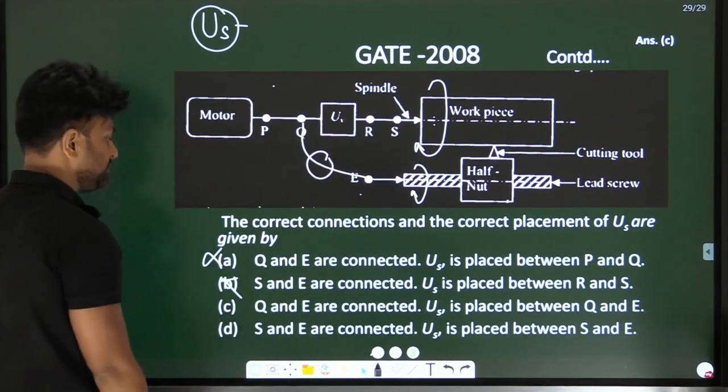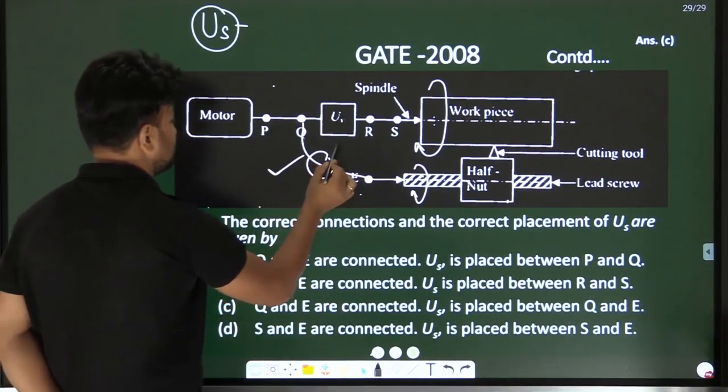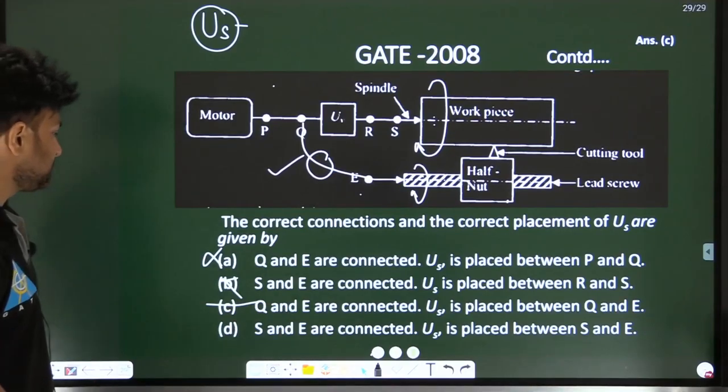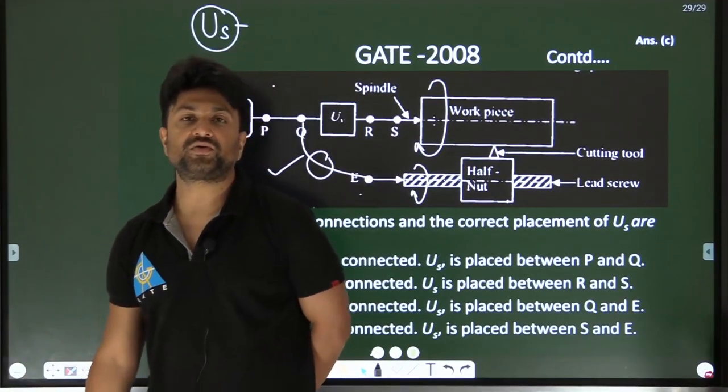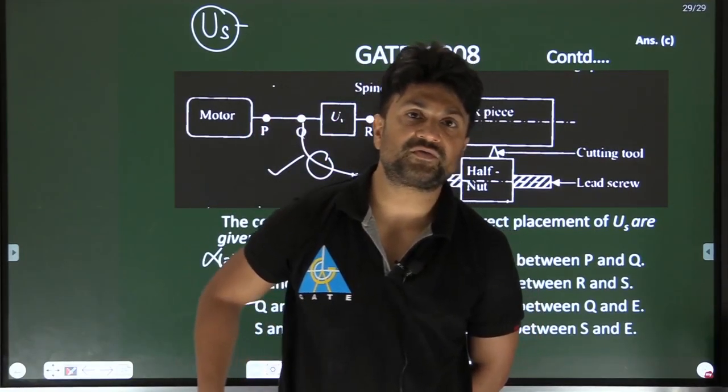Yes, this is the possible answer. S and E are connected. You know, no. So this is a possible answer. So your answer is what? C. So this is all about today's session. In the next session, we will again meet and we are going to discuss drill. Thank you very much for watching this session.